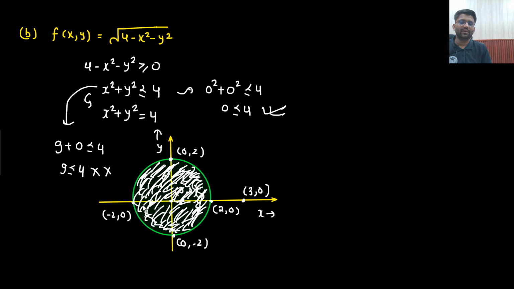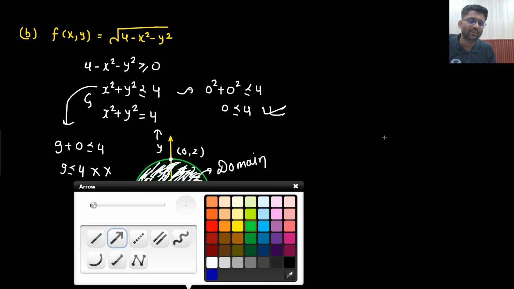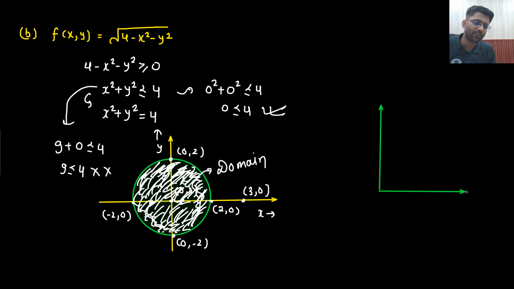So this will be the domain. What does that mean? That means when you draw the graph of this particular function, what will be the graph? That I don't know, although I know it. Okay, it will be a sphere. How it will be a sphere, that I will let you know.